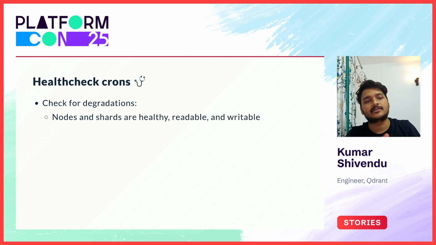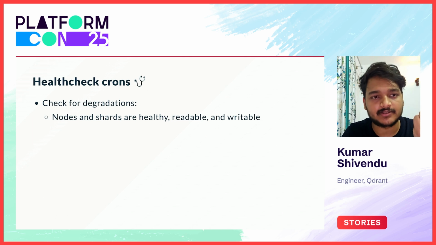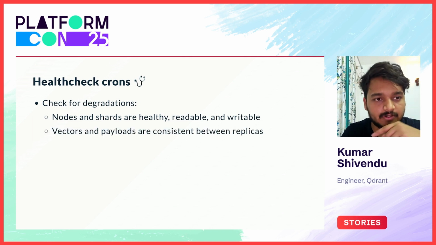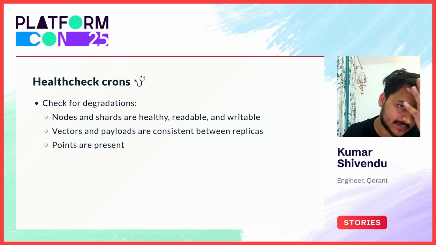Obviously, the important one is that node and shard should be healthy, readable, and writable. It's a database. It's a critical thing that it should happen despite all the chaos, whatever happens. So vectors and payloads should be consistent between replicas. Again, very important thing. Qdrant is an eventually consistent database. So we expect eventual consistency, and I will tell you how we do testing for eventual consistency.